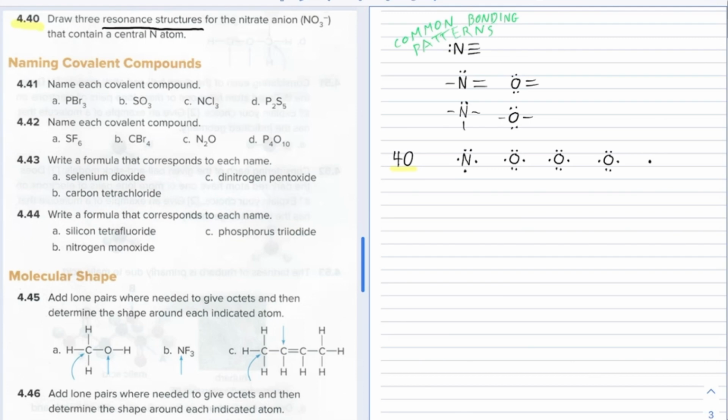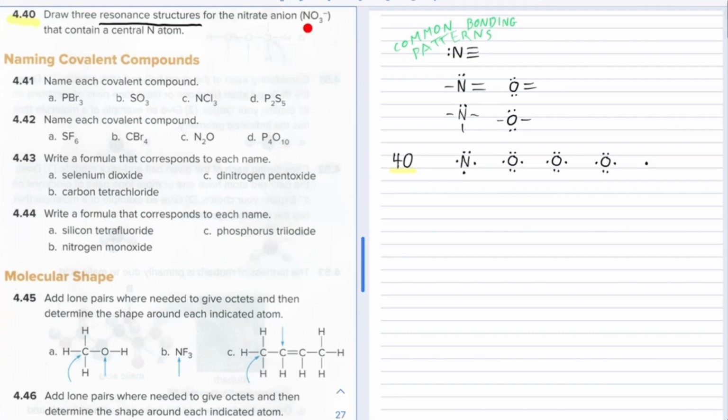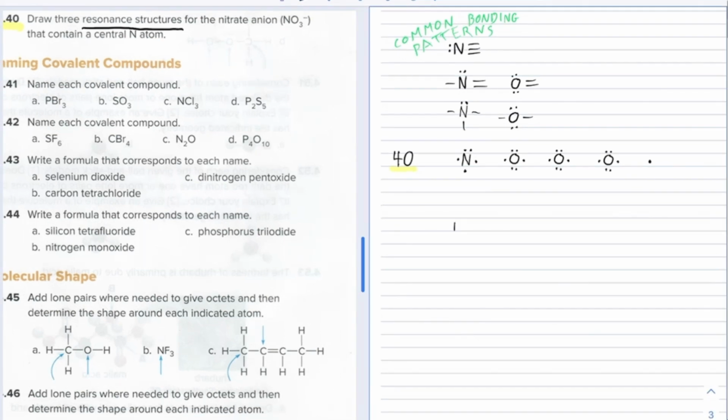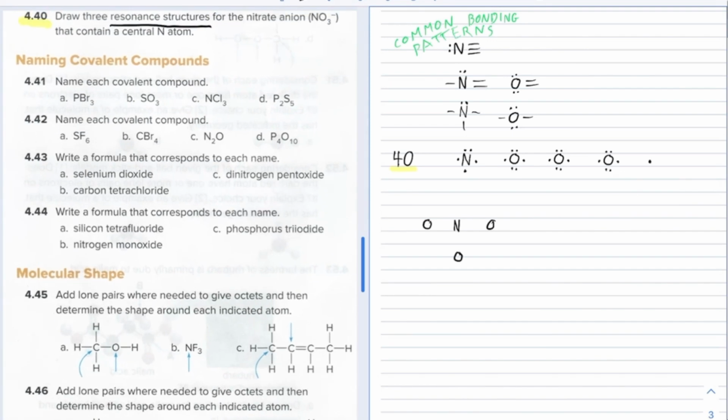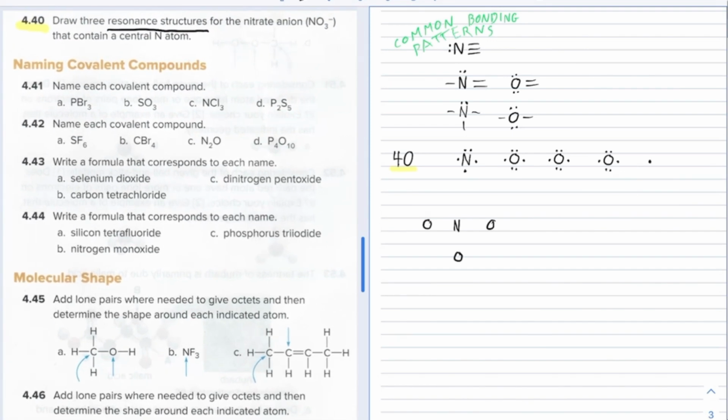Now think symmetry. You got 1 nitrogen, 3 oxygens. The oxygens are going to surround the nitrogen, and the problem even tells you that you have a central nitrogen atom. But if it didn't say that, you should put nitrogen in the center for the sake of symmetry. So let's put nitrogen in the center, and we're going to surround it by the 3 oxygens, like that.